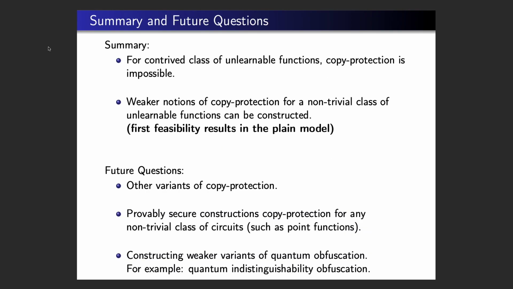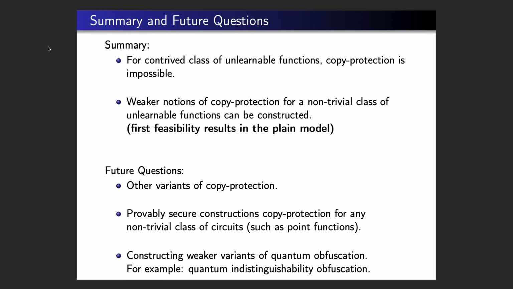Okay, so let me summarize our contributions. We show that copy protection is impossible for a contrived class of unlearnable functions. We also show that there are weaker notions of copy protection, which we call secure software leasing, that can be constructed for a non-trivial class of unlearnable functions. I think that the area of copy protection is very exciting, and there are still many questions that are open.